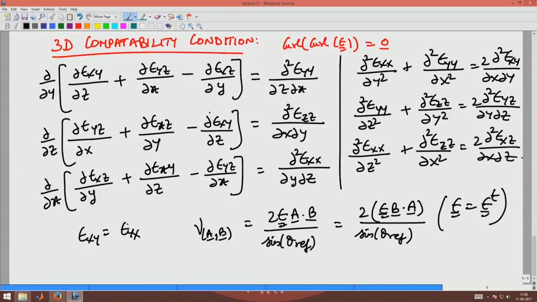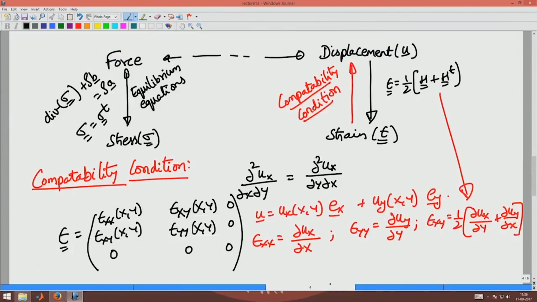Okay. So, we have seen what a compatibility condition is now. So, the only equation that is remaining, going back to this chart, is the one that connects the stress and the strain. The equation that connects the stress and the strain is called the constitutive relation, okay.